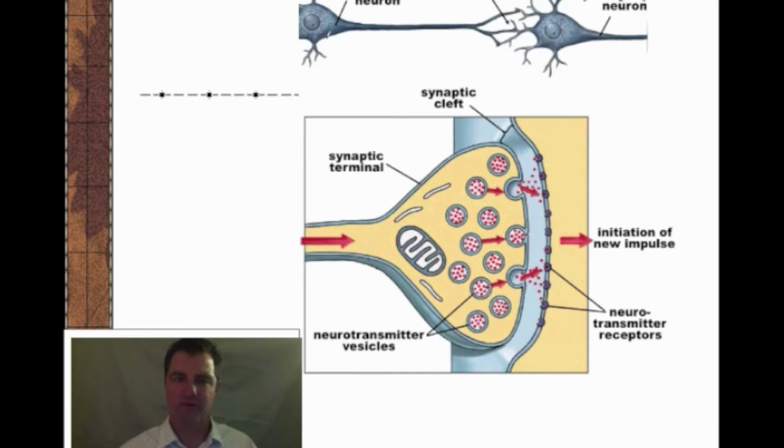Now, that's essentially talking about one neuron. So what we've talked about is how one neuron can send an electrical impulse from one end, the dendrite, down very quickly to the other end, which is the synaptic terminal.